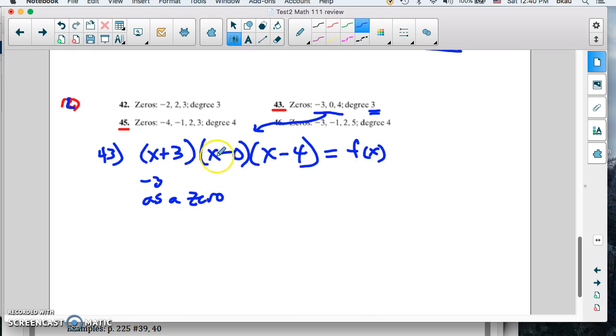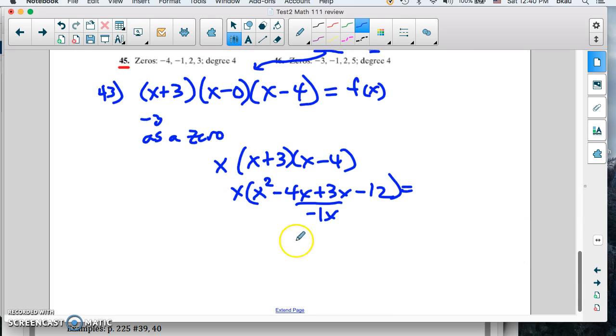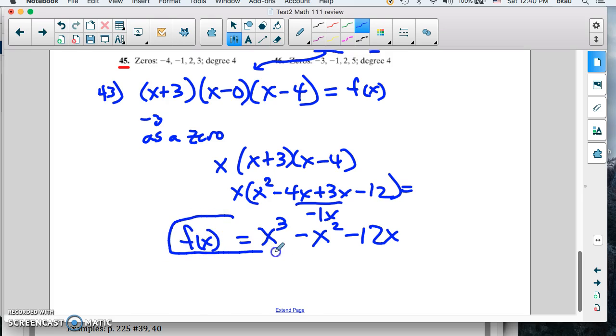So what I would do is this is just x, so I'd write it as x times x plus 3 times x minus 4. And then I would do FOIL on this, get x squared minus 4x plus 3x minus 12, and then multiply that by x. Simplify this into -1x. So we would then multiply and get x to the 3rd minus x squared minus 12x. And this would be our polynomial function for 43.